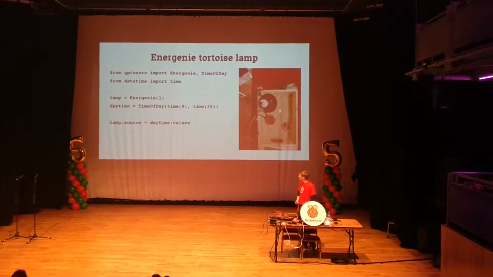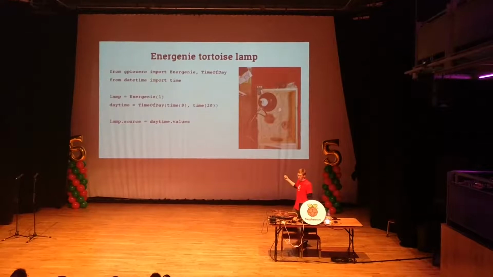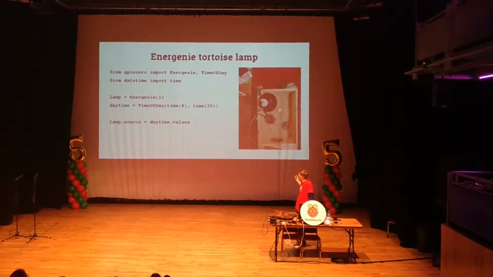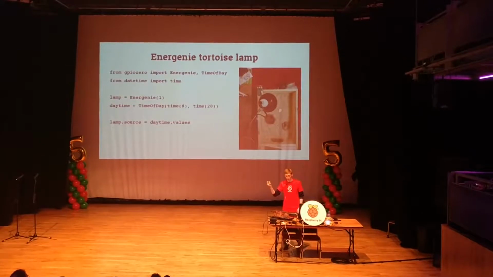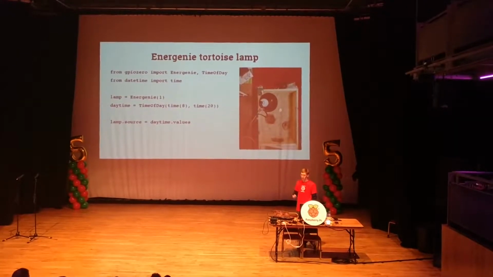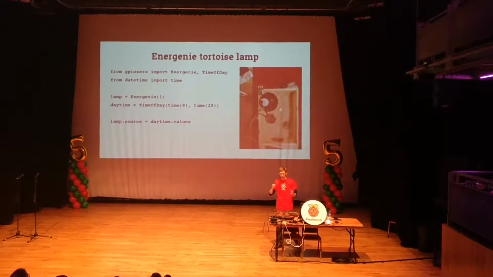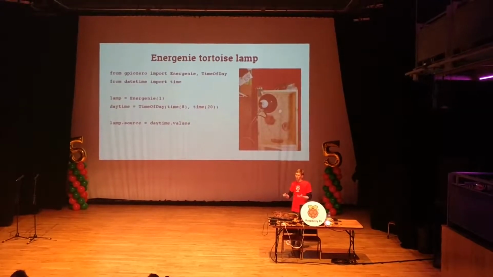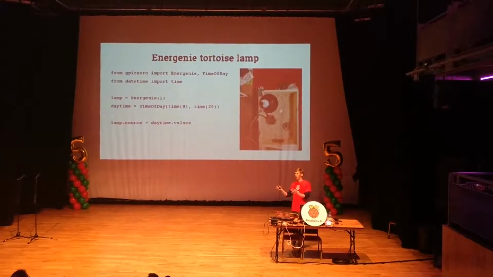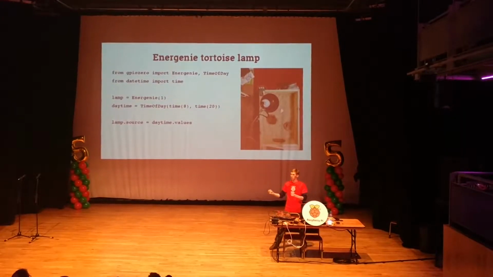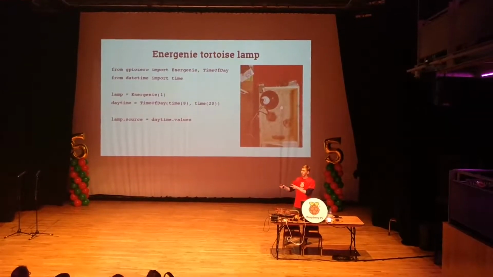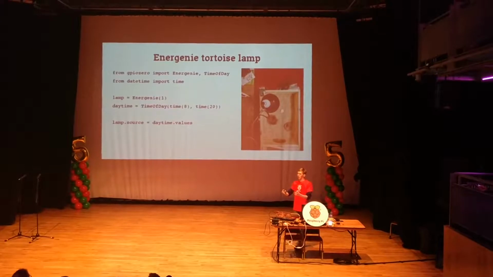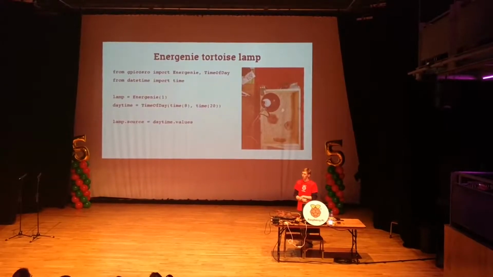So here are 3 examples of internal devices we have. This is like what I have set up at home. I've got a little tortoise that lives in this little tortoise table. I have an energy lamp connected to it, which is built into GPIO Zero. And what I do is declare daytime to be a time of day object that's active between 8 AM and 8 PM. So the same way a button is active when it's pressed, this object is active during that time of day. It will go inactive when it hits 8 o'clock. And then I've said the lamp source should equal the daytime values, which means the lamp should be on when the daytime object is active. So the lamp should be on during the daytime period I've described, and then it should go off otherwise.